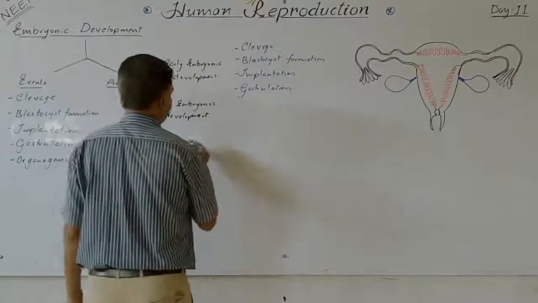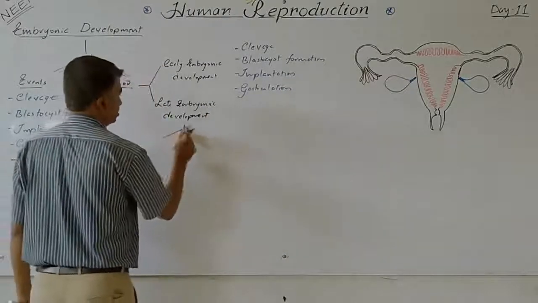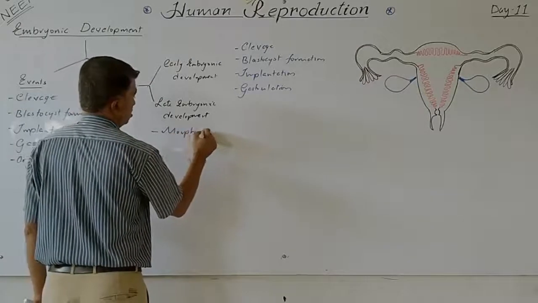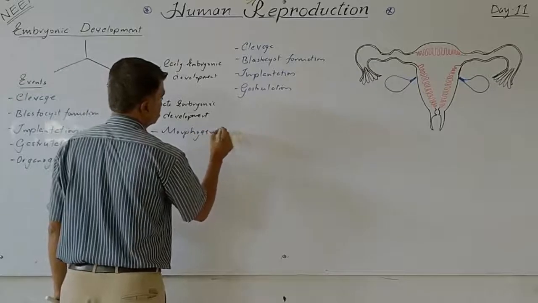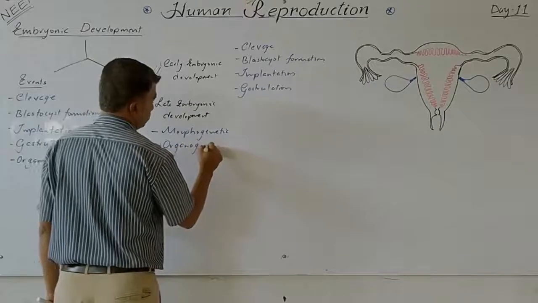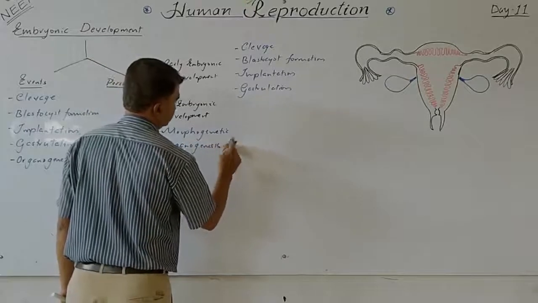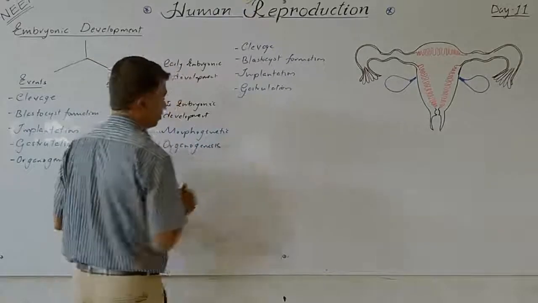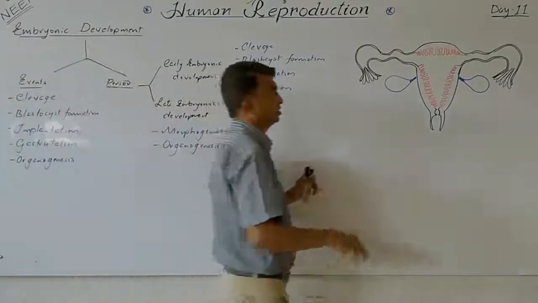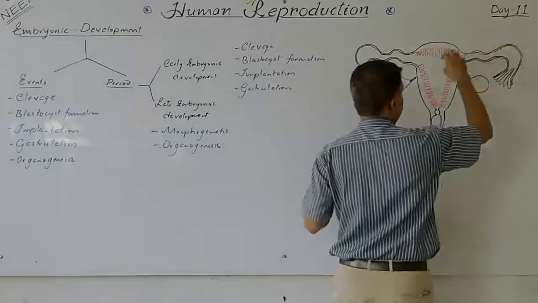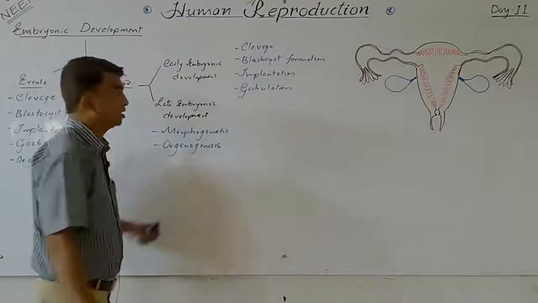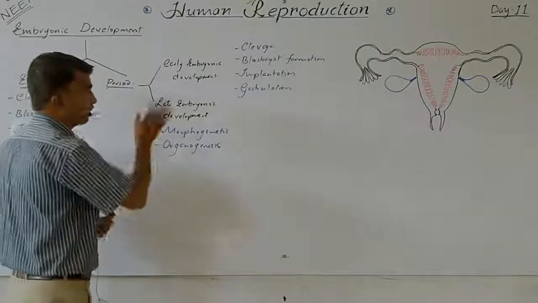Next, late embryonic development includes morphogenesis and organogenesis. It is the late embryonic development. So ultimately, embryonic development starts from the fallopian tube and completes in the uterine cavity. So this is about embryonic development. When you take the first one, one by one we are going to cover.